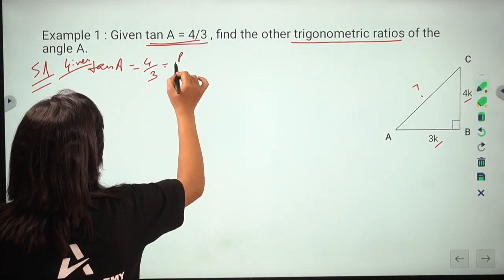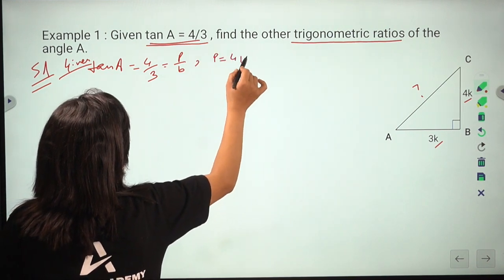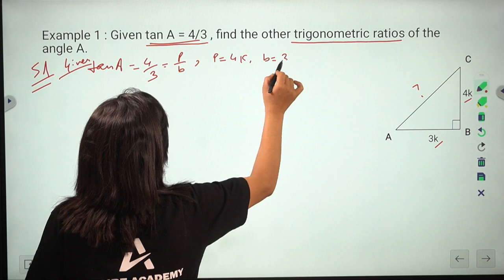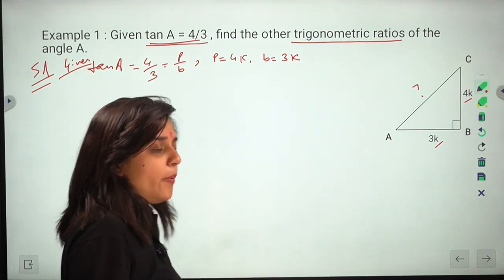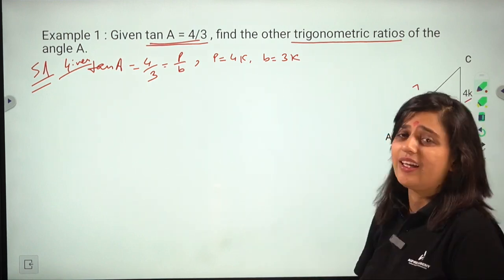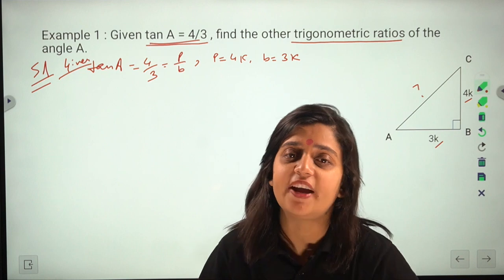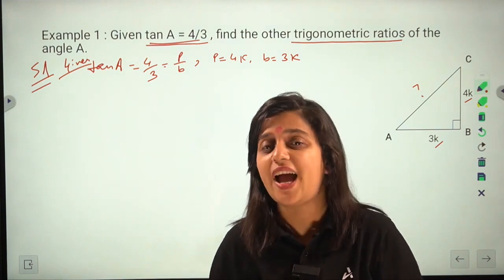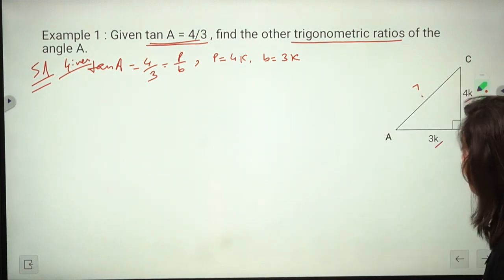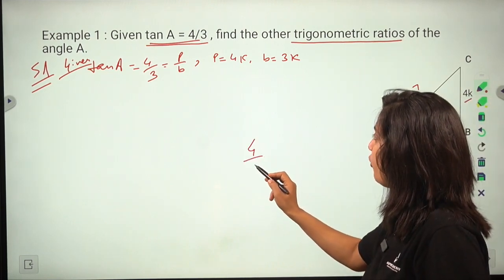Tan A is equal to P by B, we know this. P equal to 4K, B equal to 3K. So many students ask one question, why are we using this K? See, in place of K you can use another variable also, no problem, but we have to use one. Why? I am telling you why we have to use 3K and 4K.